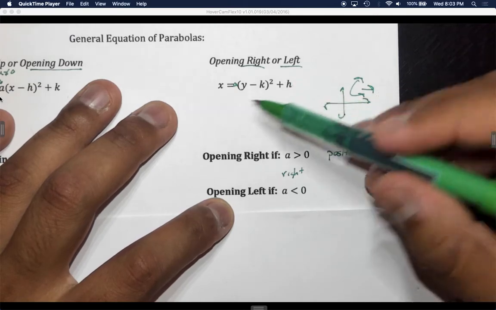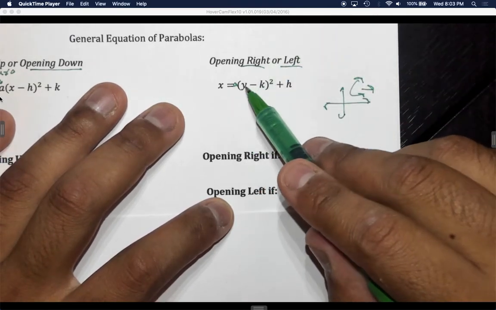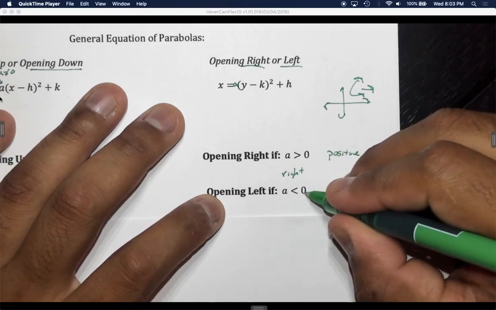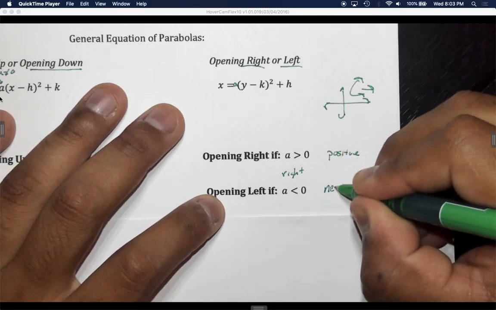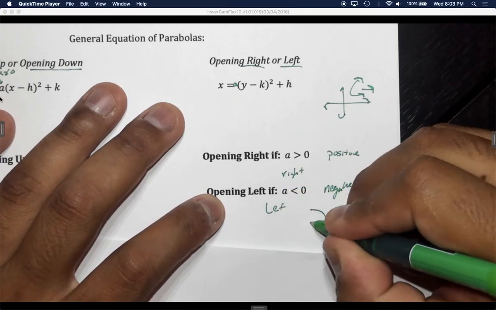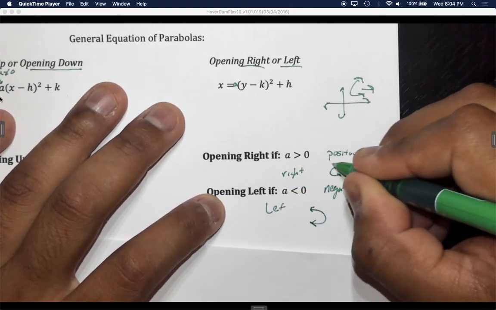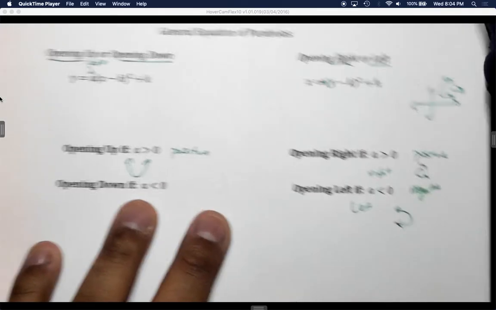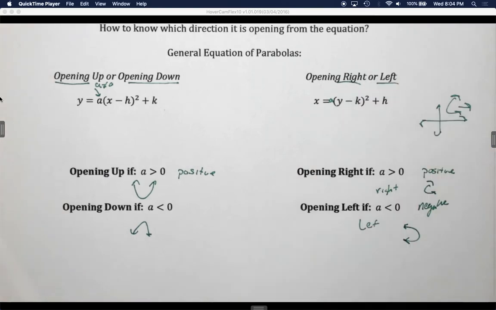Now, what happens if you have an x and a y, and the y is the only one getting squared? If your a is less than 0, negative, that means you're going to the left. That means you're going to be opening to the left. And then again, these are pretty much the 4 things that you need to know.